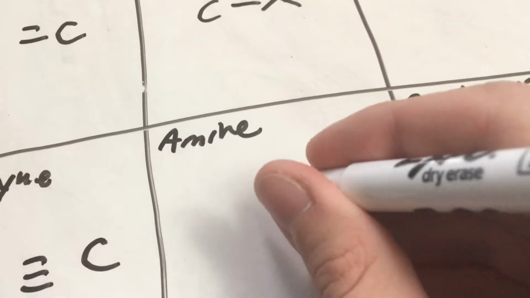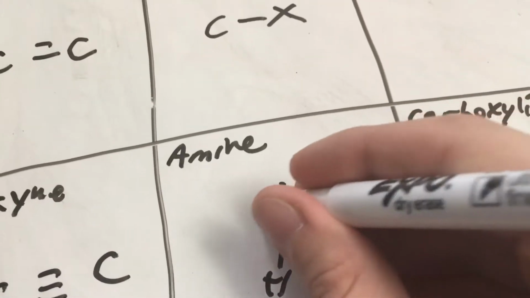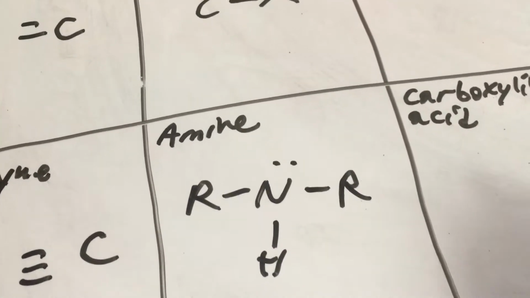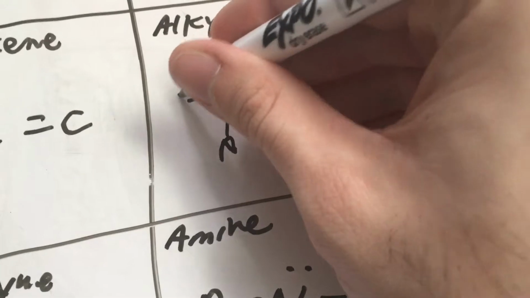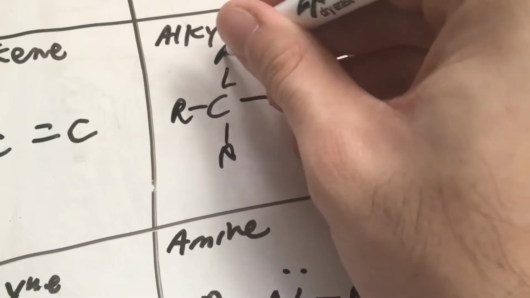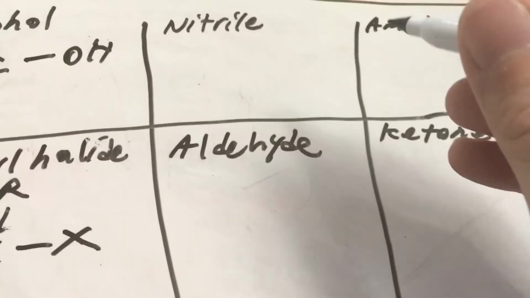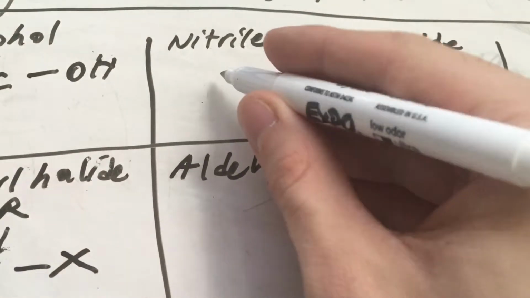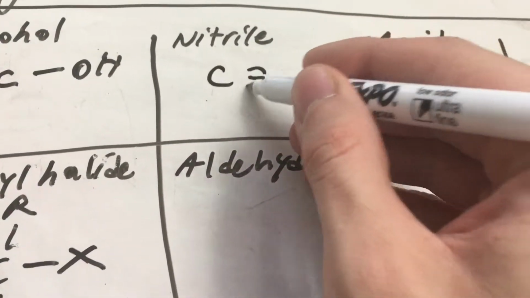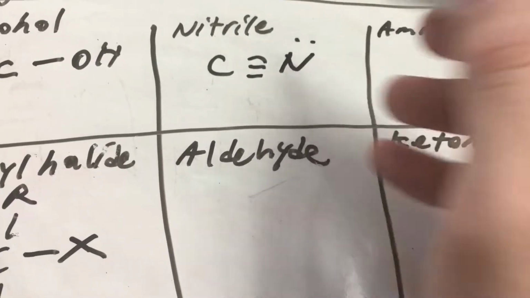Next is an amine, and in this one we have nitrogen bound to hydrogen and two R groups. R groups is a hydrogen or a carbon, and technically all these should have R groups to one of these carbons, for example here, in order to satisfy the octet rule. Next we have nitrile groups, which is a carbon triple bound to a nitrogen.